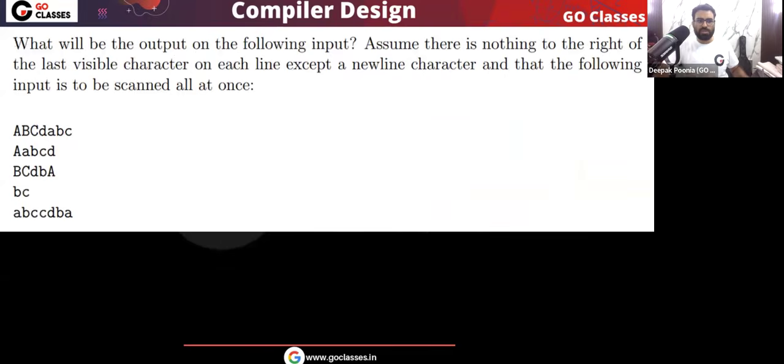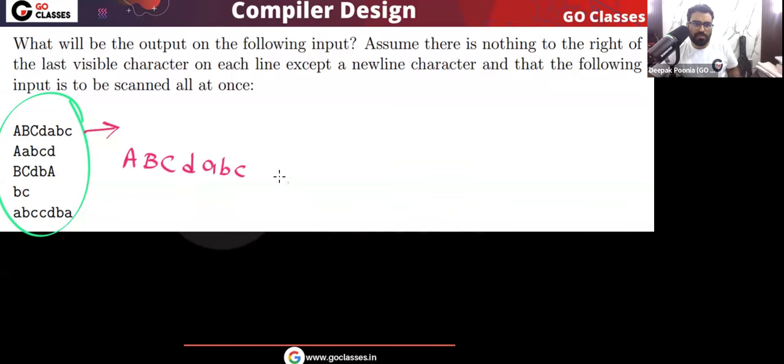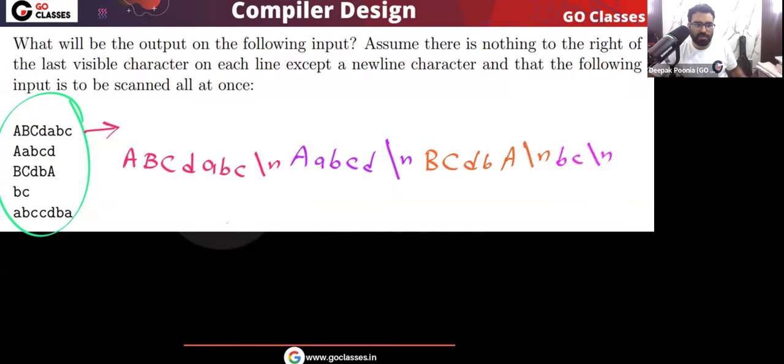This is a simple, beautiful question. First, this multiple line input, you convert into a single line. Is this clear? So in the single line, it will be capital ABC. Then there is small d, small ABC. Then there is a new line character. Then there is capital A, then small ABCD. Then there is a new line character. Then there is capital B, capital C. Then there is D, B, capital A. Then there is a new line character. Then there is small b, small c. Then there is a new line character.